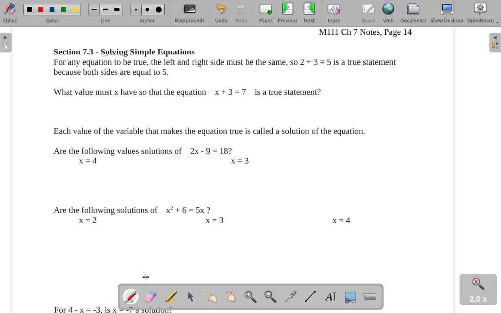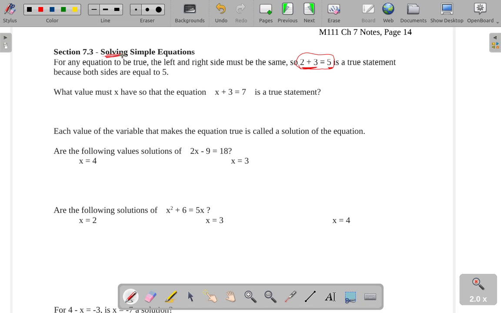In order for an equation to be true, both sides must evaluate out to the same number. So if we have this equation right here, we can say that it's a true statement because 2 plus 3 is equal to 5, and 5 is equal to 5. So it's the same number on both sides of the equation. Thus it's a true statement.